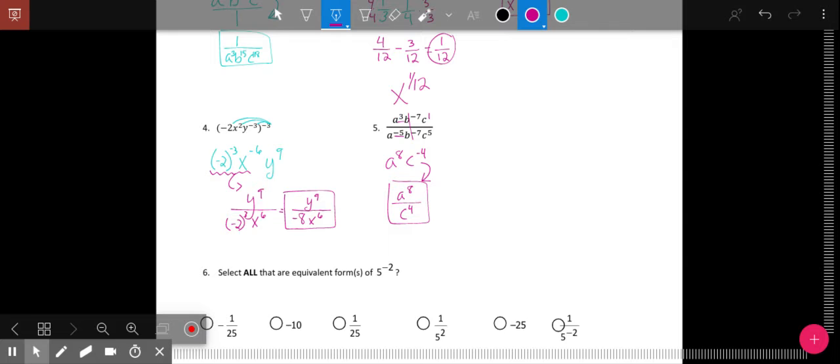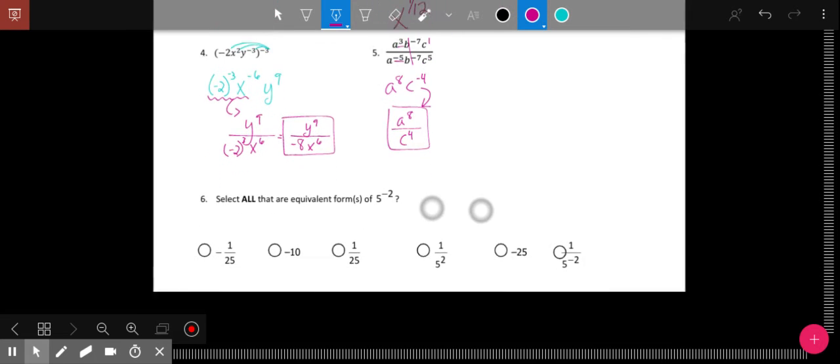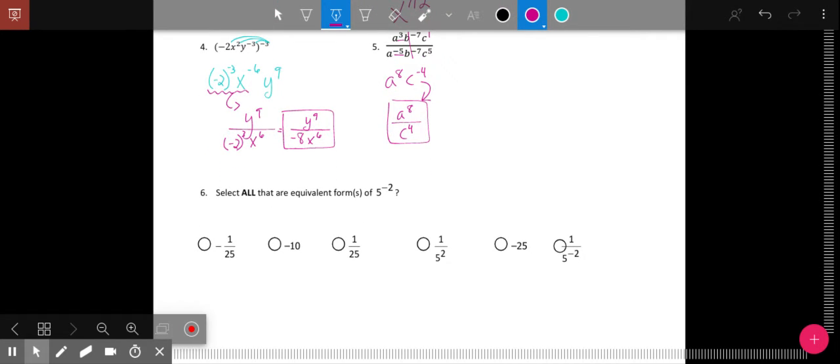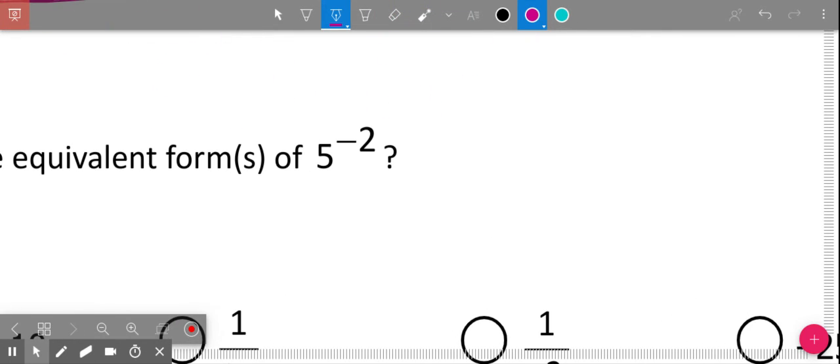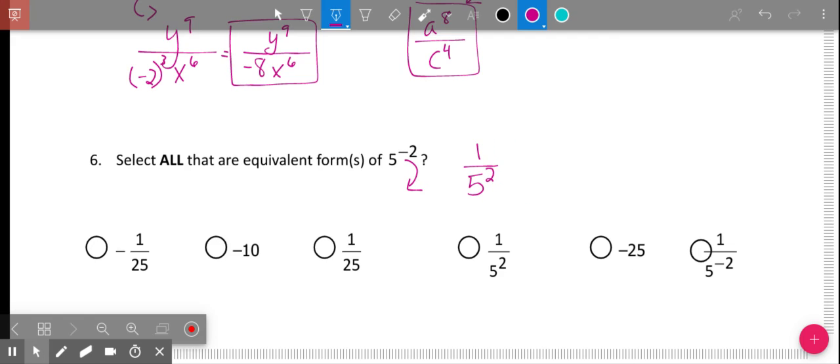All right, if you have questions about those, let me know. Looking at our last one we've got here, number 6 says select all the equivalent forms of 5 to the negative 2. Well, anything with a negative exponent has to get moved to the bottom, so it becomes 1 over 5 squared. If I look around at all my options, hey, look there, it's right there. So I know that that is going to be one of my options.